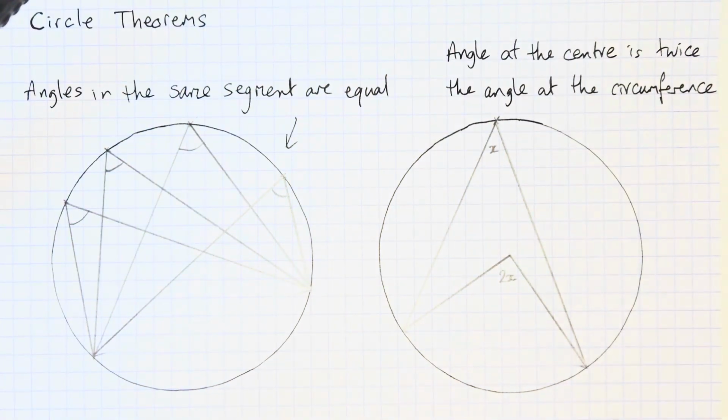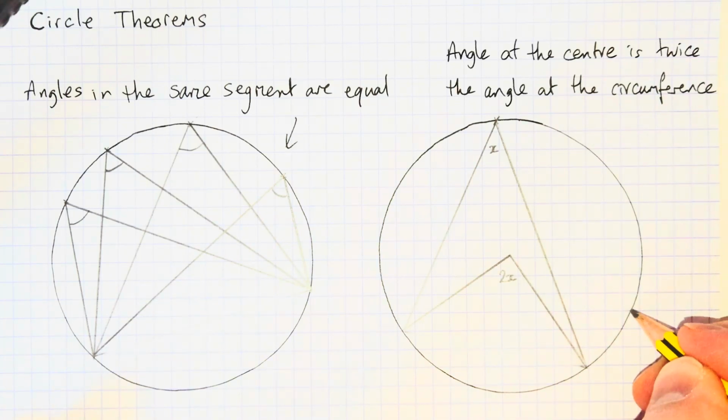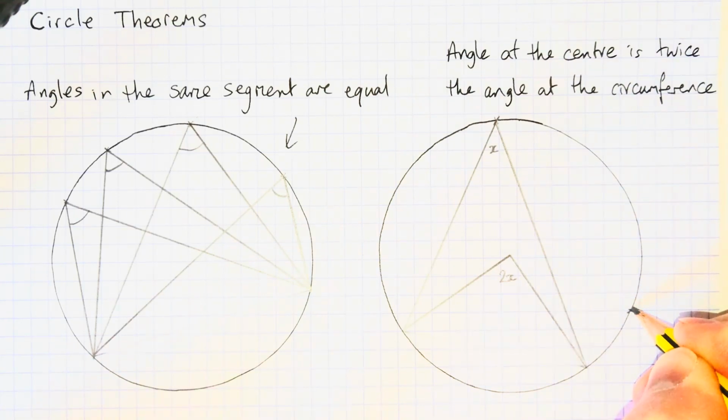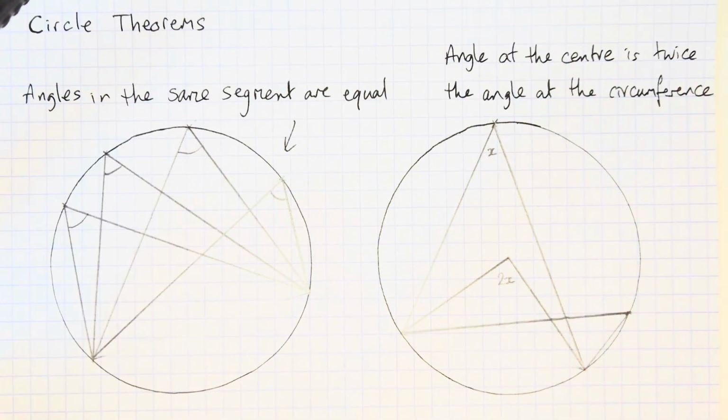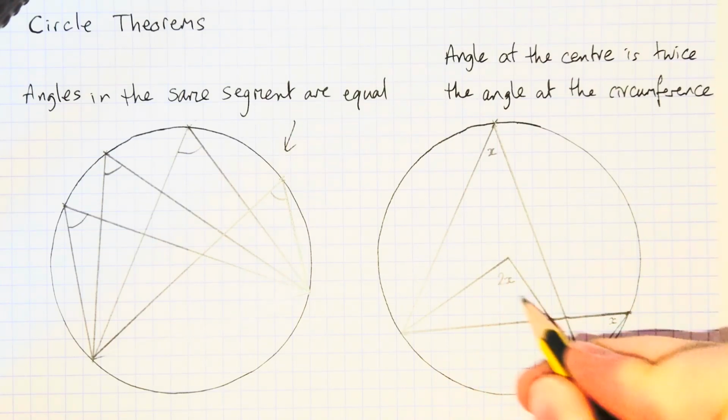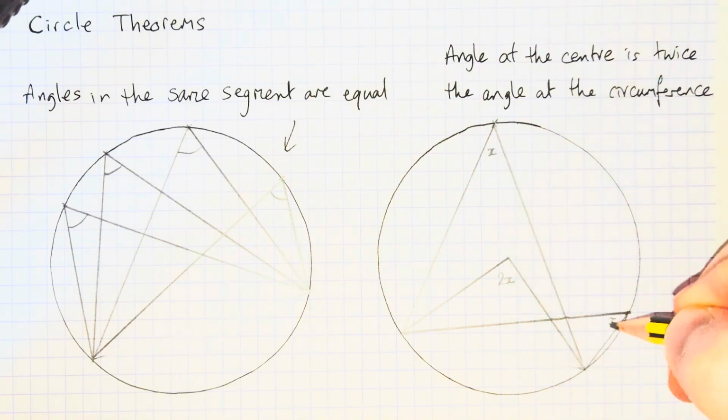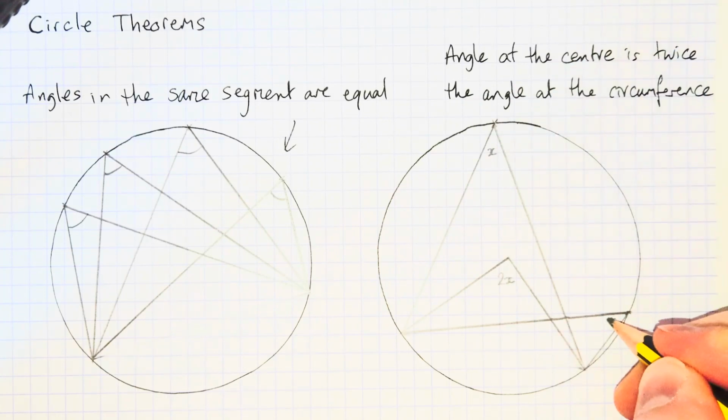So just going back to this one for a moment, the simplest case of angle at center is twice the angle at circumference. If I chose the point on the circumference to be here, then I get the following situation where this angle is at the circumference, so it's half the one that's at the middle. It's the same size as this one. These two angles are in the same segment.